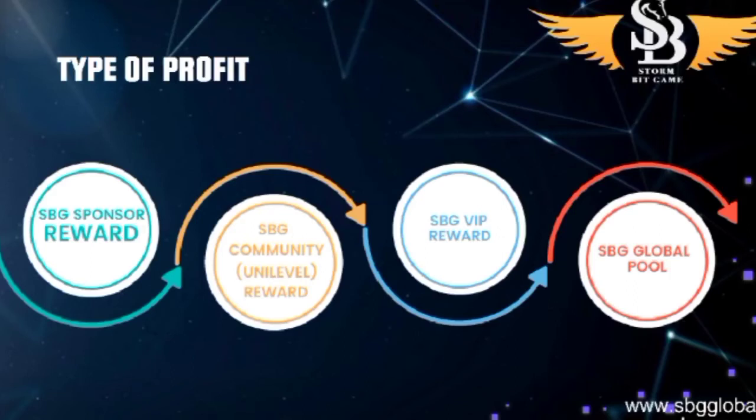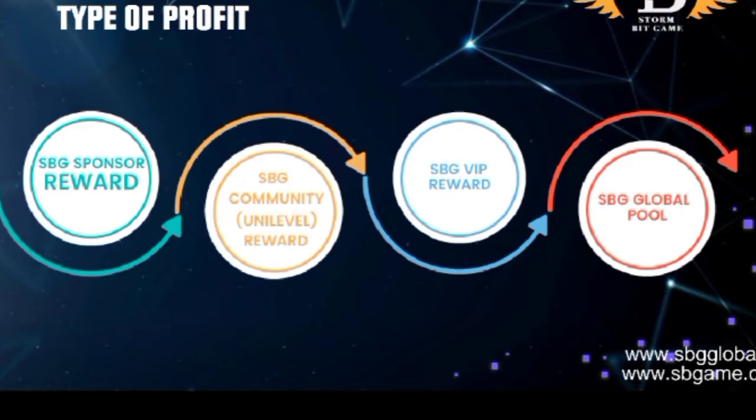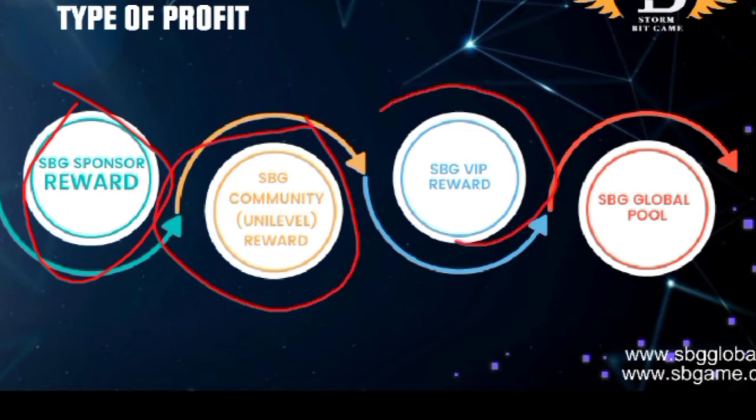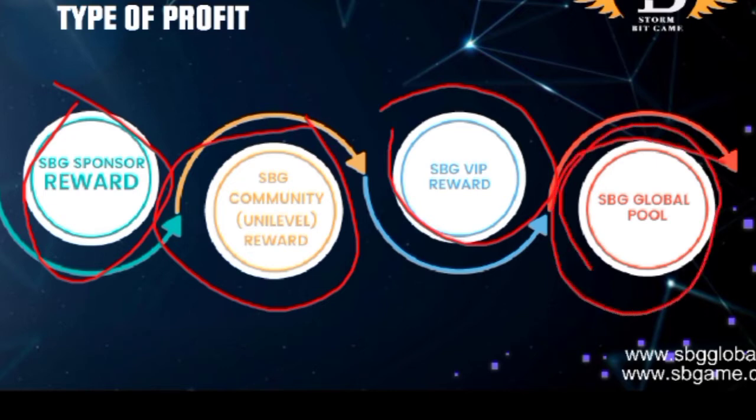So today I am going to explain SGB Global Rewards types of profit. There are a total of four types of profit in SGB Global Rewards. The first is the sponsor reward. The second is the community UNILEVEL rewards. The third one is the SGB VIP rewards. The fourth one is the SGB Global Pool. The Global Pool and the VIP reward are the biggest rewards of this company.